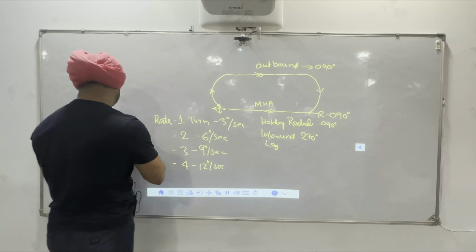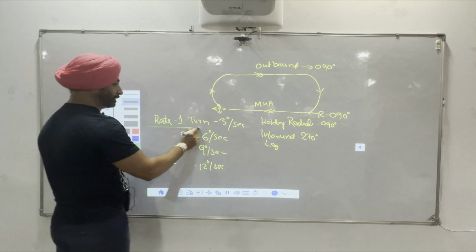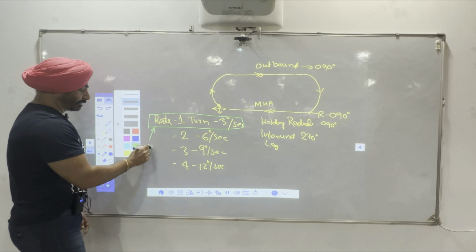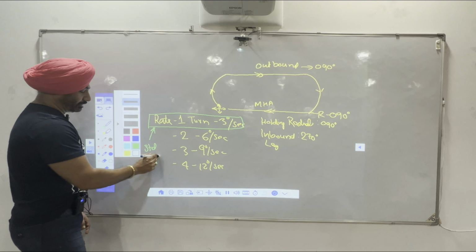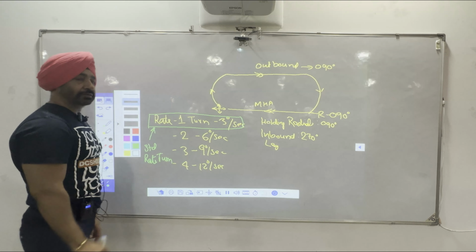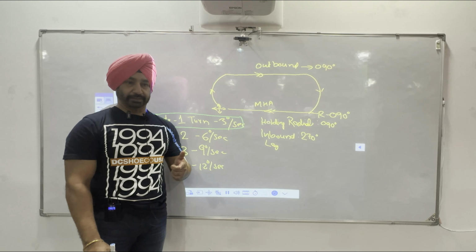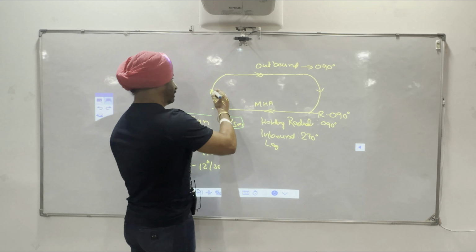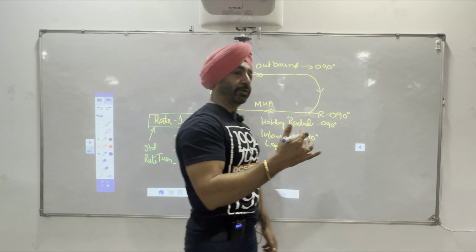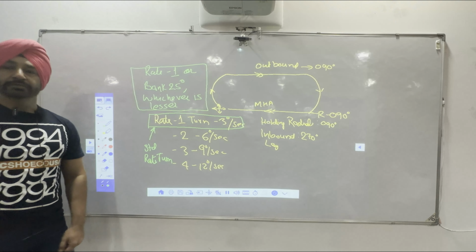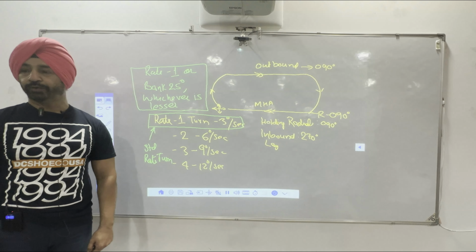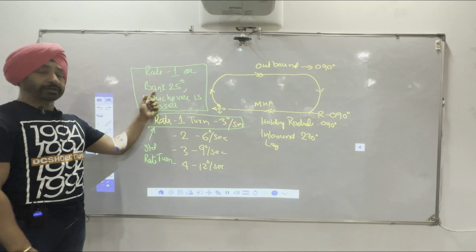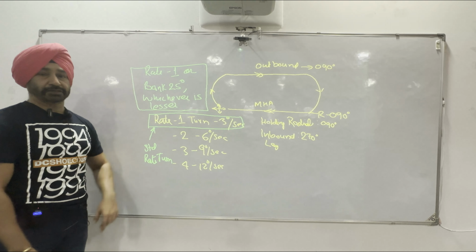All instrument procedures are basically published with rate 1 turn, which is also referred to as standard rate turn. Now, particularly for the holding, an important question, also for your exam, is to understand the bank angle required during inbound and outbound. Turns during inbound and outbound are carried out at rate 1 turn, which is 3 degrees per second, or bank 25 degrees, whichever is lesser.